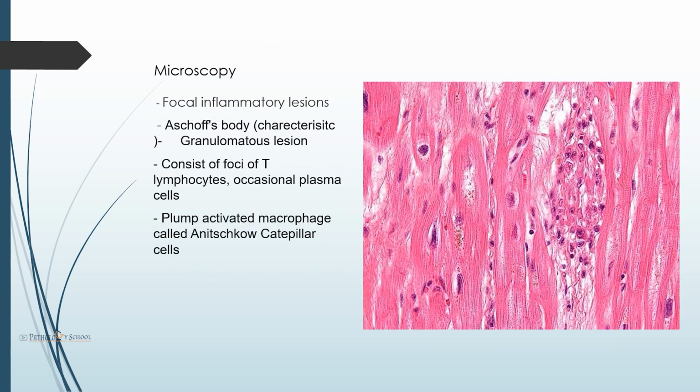Microscopically, focal inflammatory lesions are seen. Aschoff bodies are characteristic of rheumatic heart disease. These are granulomatous lesions consisting of foci of T lymphocytes, occasional plasma cells and plump activated macrophages called Anitschkow cells. These are the caterpillar cells.